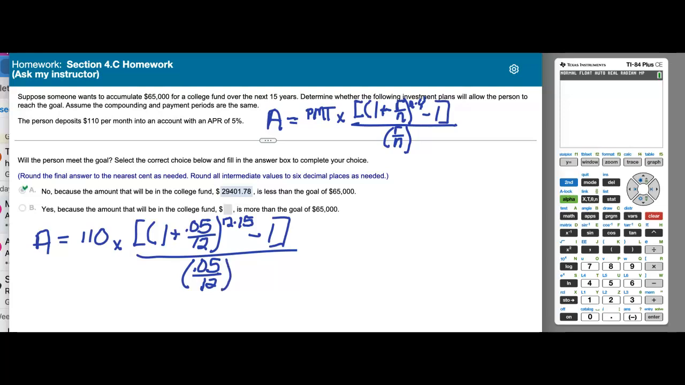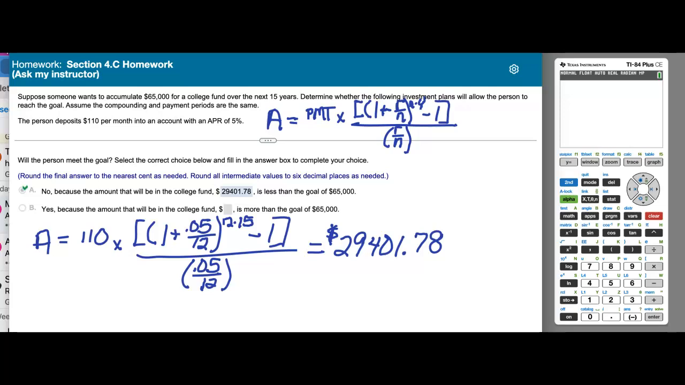The rest of this is just a matter of typing into the calculator. When we type that in, our final answer ends up being $29,401.78, rounded off to the nearest cent. So, when we're asked, did we make our goal of $65,000? No, we didn't, because this falls far short of $65,000.